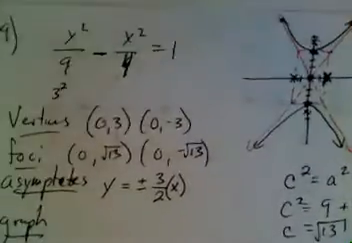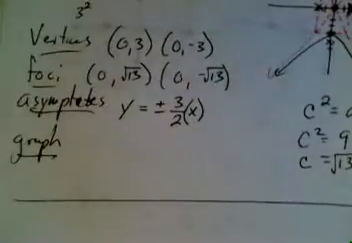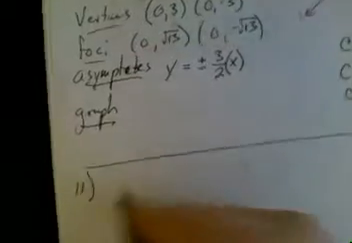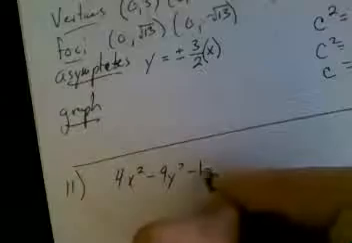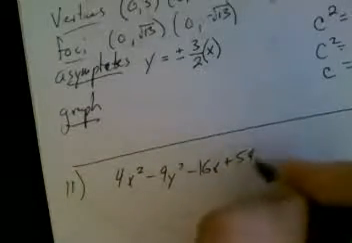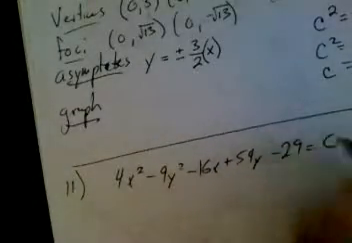That there completes number 9. Let's move then swiftly into number 11. Number 11 is this particular equation: 4x squared minus 9y squared minus 16x plus 54y minus 29 equals 0. That is not a pretty looking equation, but honestly it doesn't need to look pretty.